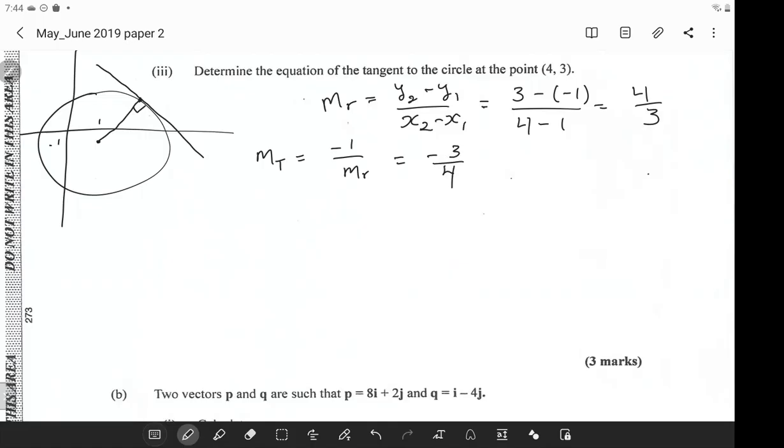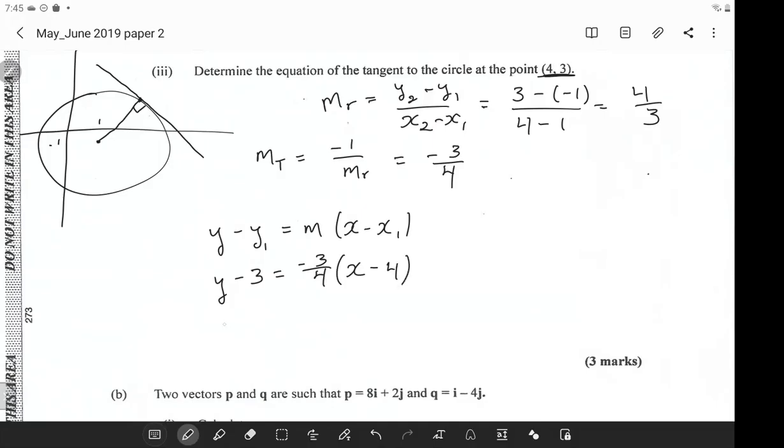So this is the gradient of our tangent, but we want the equation of the tangent. The equation of the tangent can be found using y minus y1 equals m into x minus x1, the formula of the straight line. What point would we use? We would use this point, because the tangent passes through that point. So we have y minus 3 is equal to -3/4 into x minus 4.